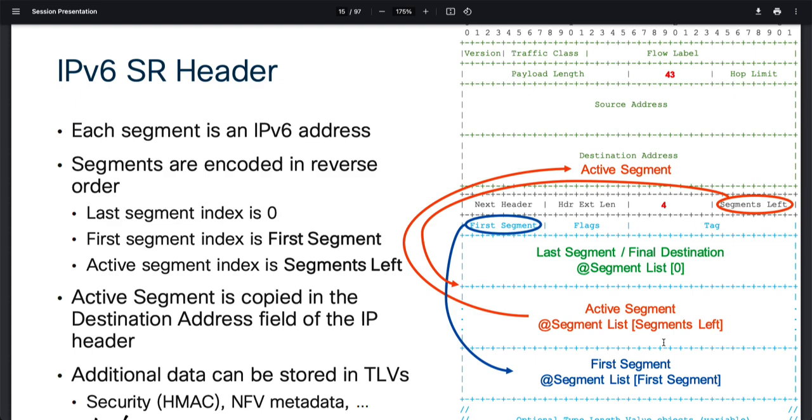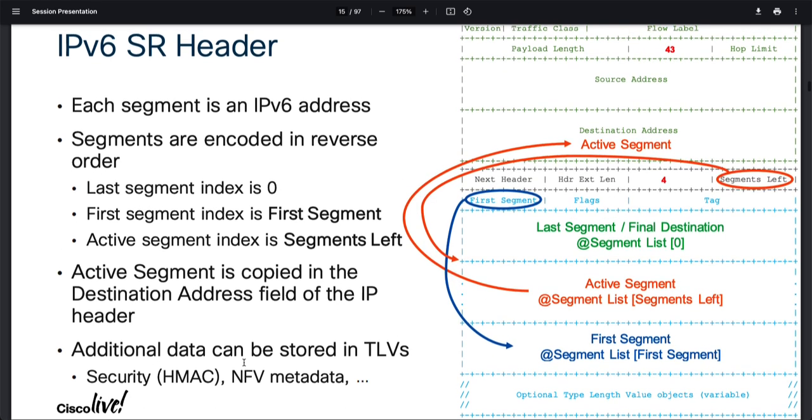And the active segment index is the segments left value, whatever segments are left here. So that's what it says. The last segment index is 0, that's what we read through. The first segment index is your first segment, and the active segment index is your number of segments left. And the active segment is copied into the destination address field of the IP header. Additional data can be stored in the different TLVs.